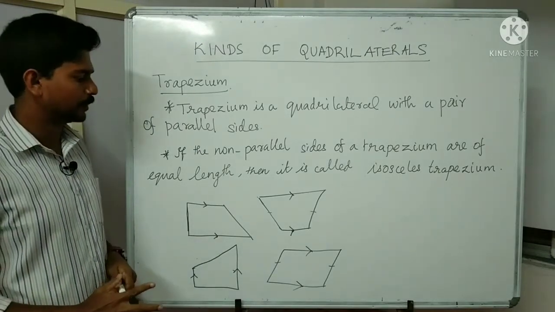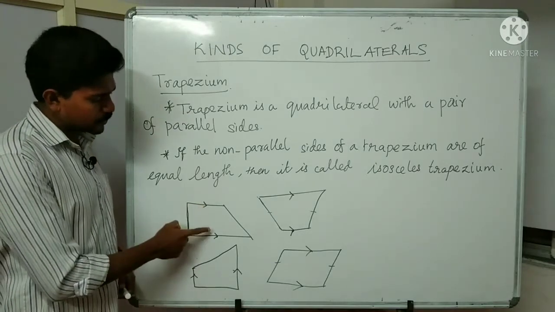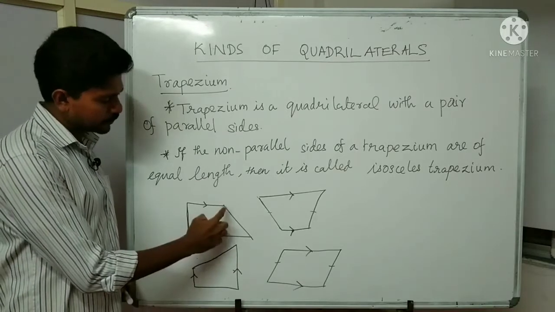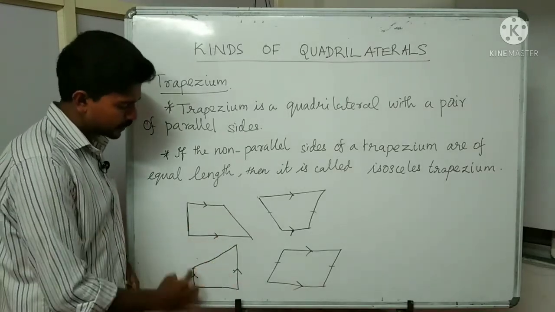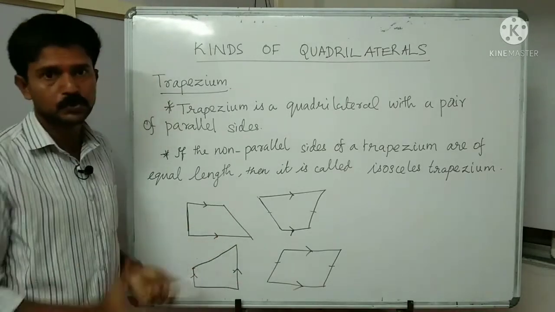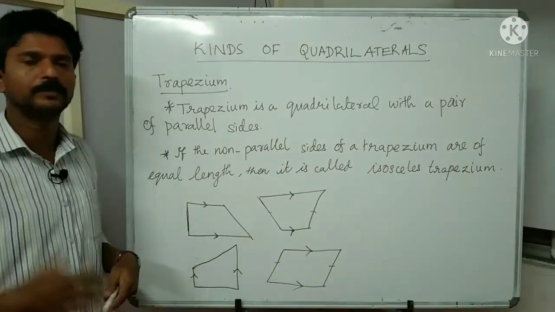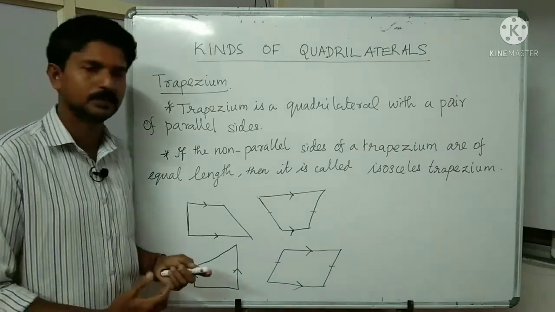That's very simple. If you see these two sides here, they are parallel, and these two sides also are parallel. Only one set of sides is parallel, not both. If both pairs of sides are parallel, then it is a parallelogram, which we will see later in this lesson session.